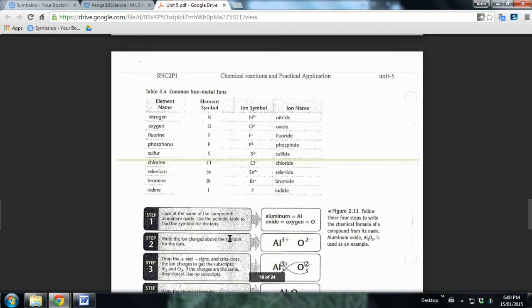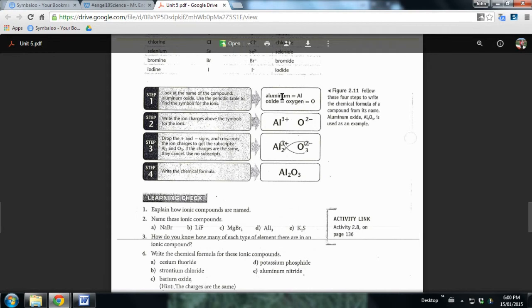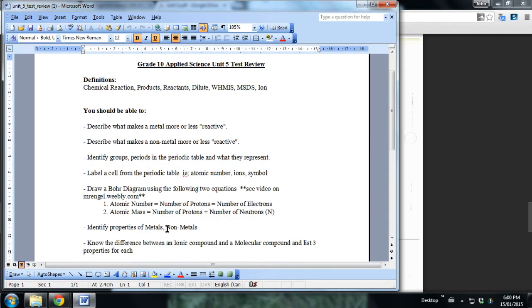Okay? And this explains how to do it. So you need to be able to go in each direction. You need to be able to go from the name to the chemical formula, and you also need to be able to go from the chemical formula back to the name for both ionic and molecular compounds. And if you look at your review sheet, basically everything that I've just talked about is in there.